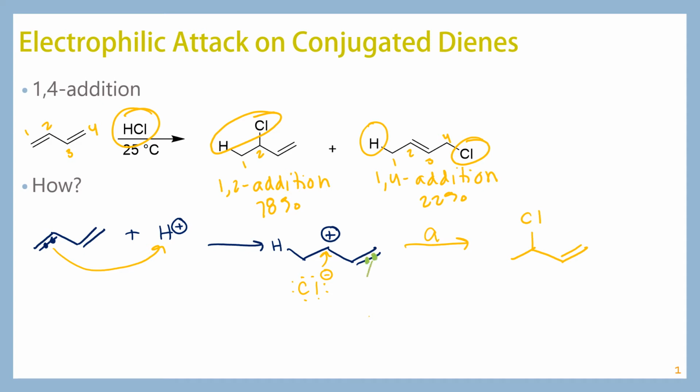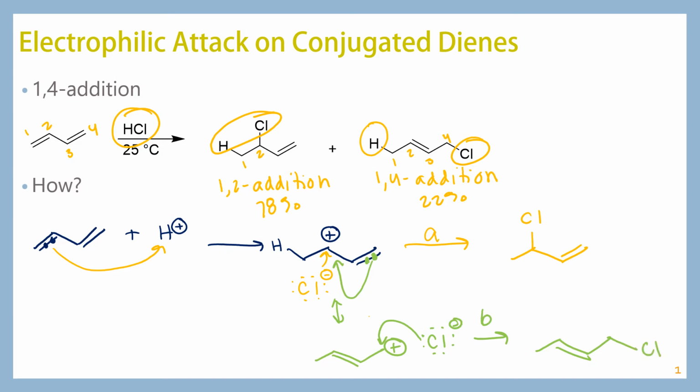But if instead we go through a resonance form by taking the pi electrons and moving them here, we end up with a new carbocation, which, yes, is primary, but remember also it's allyl. So this is as good as a secondary carbocation. Not as good as a secondary allyl carbocation, but still pretty good. Then the chloride can attack that carbocation. We'll call this route B. And we end up with our 1,4 addition.